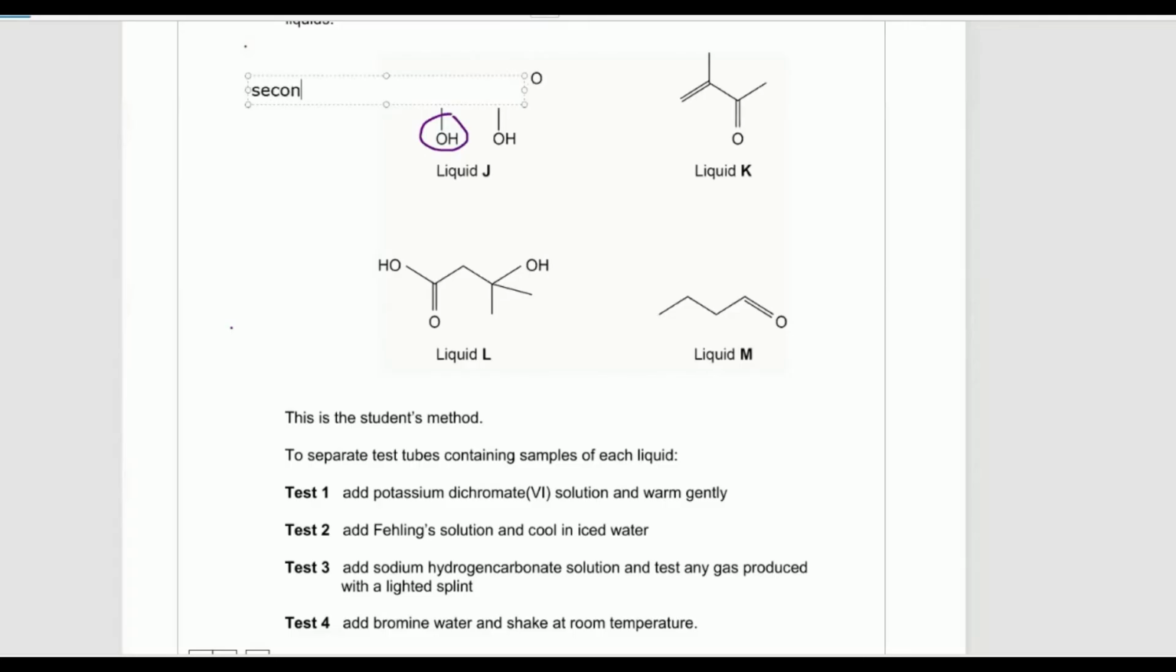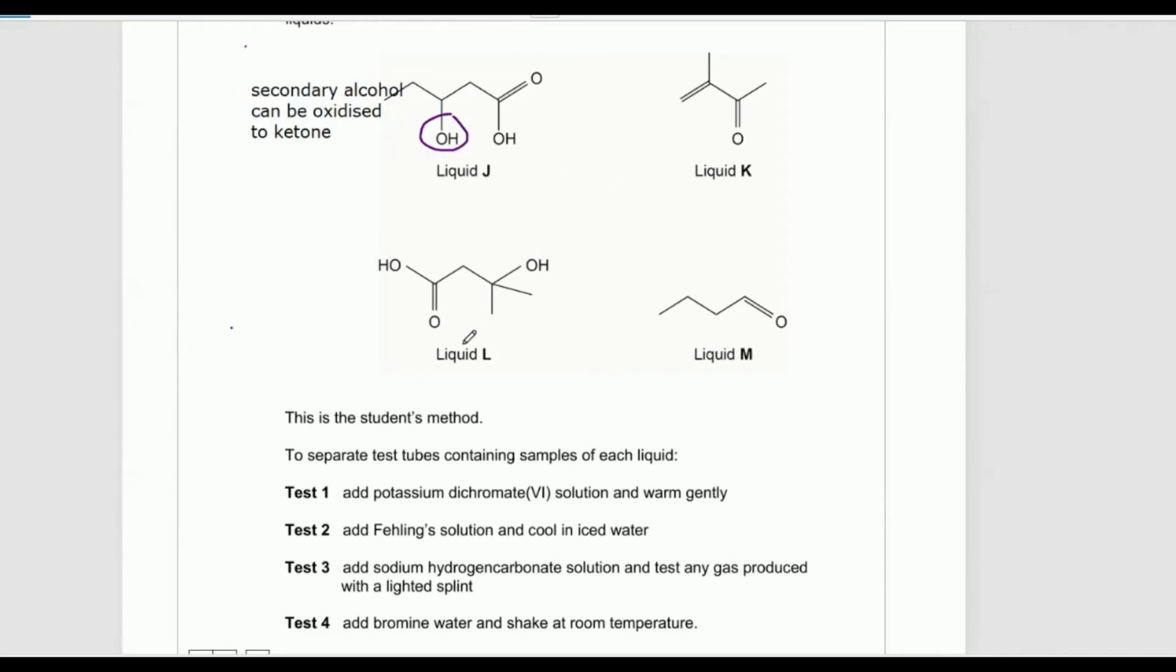Okay, so liquid J is a secondary alcohol. It's got a hydroxide group there that can be further oxidized to a ketone by potassium dichromate. So if you warm J with acidified potassium dichromate using dilute sulfuric acid, you're going to get a positive result, which will be that it will go from orange to green.